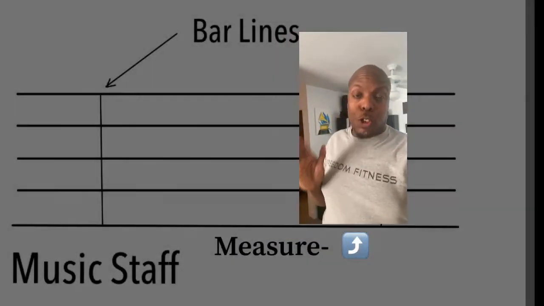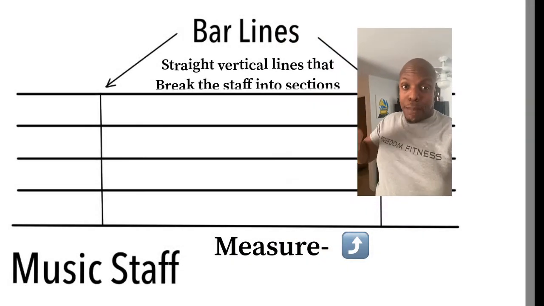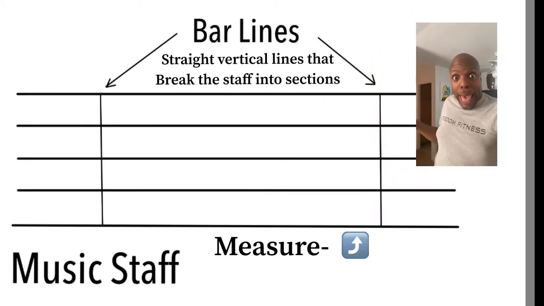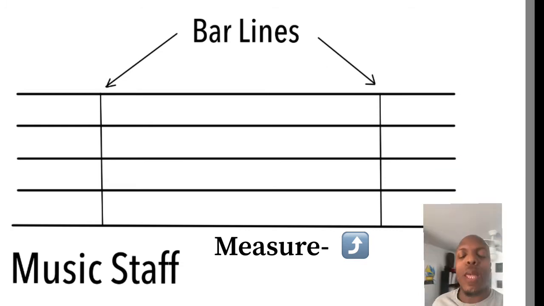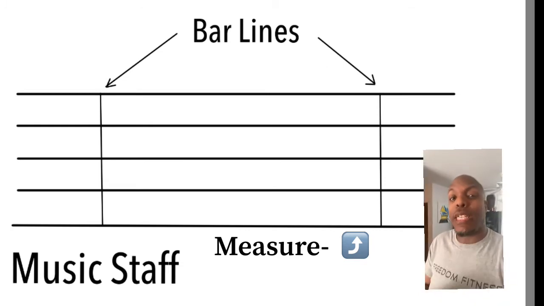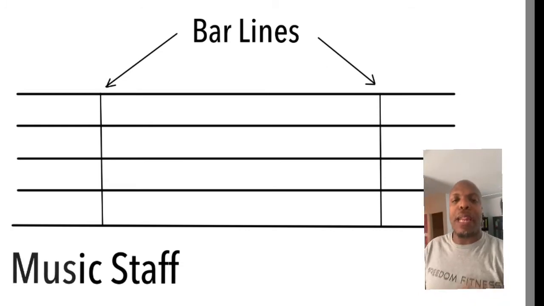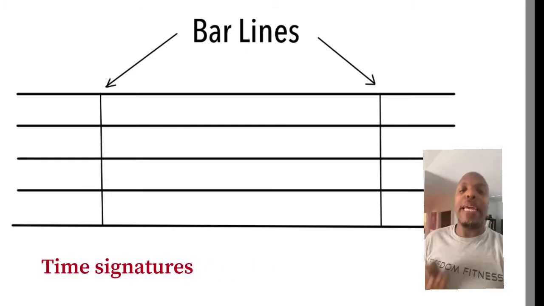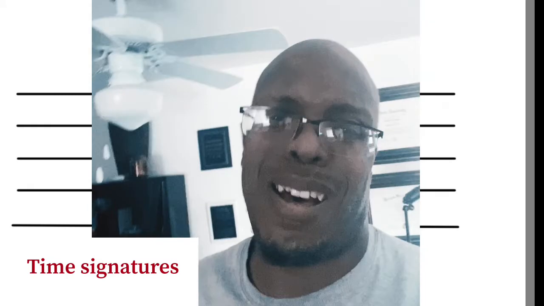Now, another thing you need to know about are the bar lines. Let me tell you a little something about the bar lines. The bar lines are straight vertical lines that break up the staff into sections called measures. You didn't know that, did you? I didn't think so. Now, the measure has a specific number of beats that they tell you at the beginning of the song through a device called the time signature. And we're going to get to that pretty soon as well.